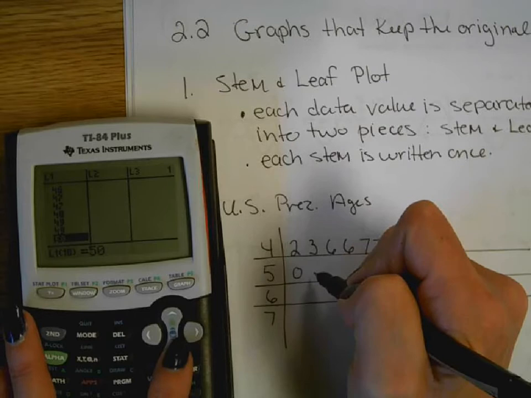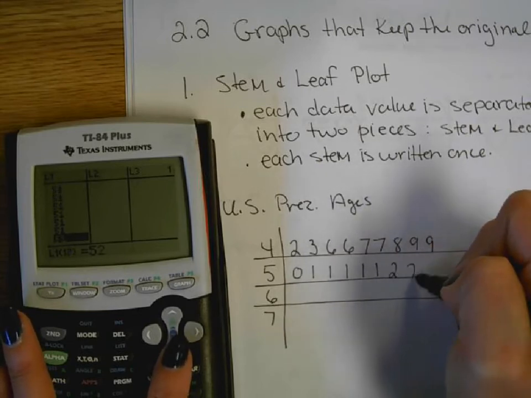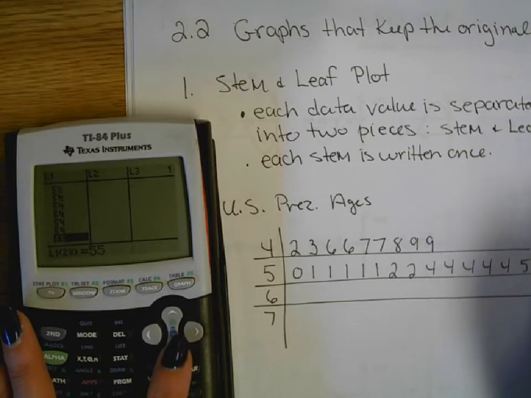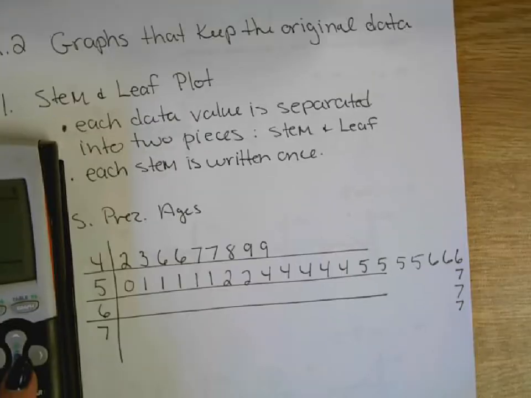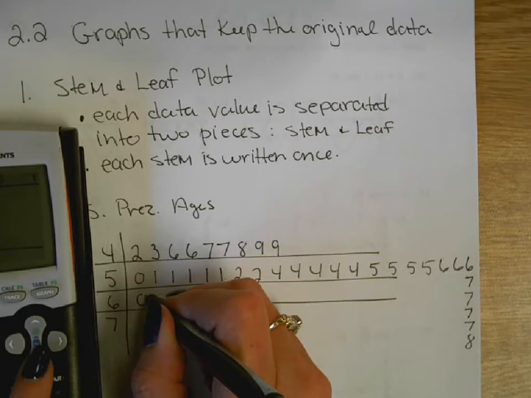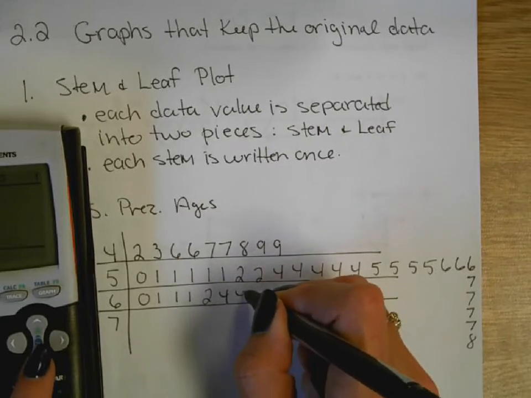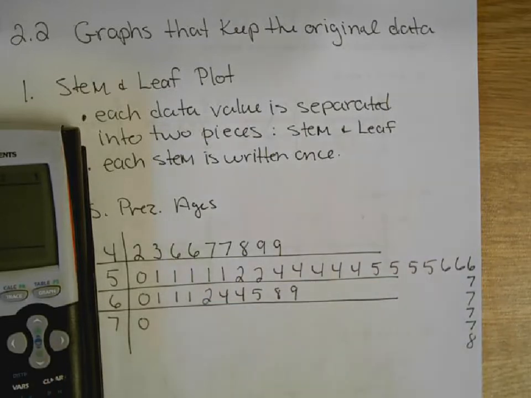Now we jump back. We had a 50-year-old, and go in order. 1, 1, 1, 1, 1. Now a 52, 2, 4, 4, 4, 4, 4, 5, 5, 5, 5, 6, 6, 6. We're running out of room. 7, 7, 7. Hopefully you were listening. 7, 8. Now 60. 61, 1, 1, 2, 4, 4, 5, 8, 9, and 70. And there they are.